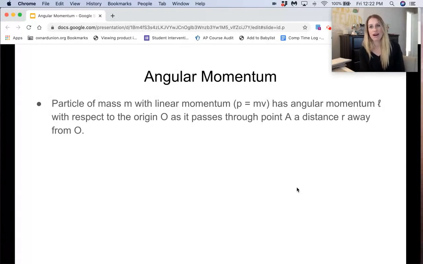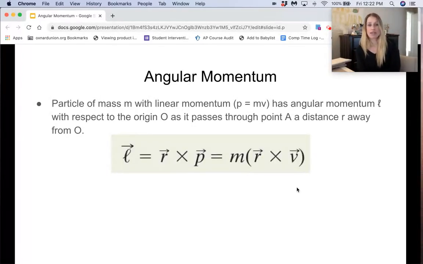Wow, that was a lot of variables there. But basically what's happening here is we measure the angular momentum relative to an origin O. So we have a linear momentum of a particle, and then we're measuring angular momentum from the distance away from whatever point we're measuring the angular momentum from, which is that r distance r away from O.